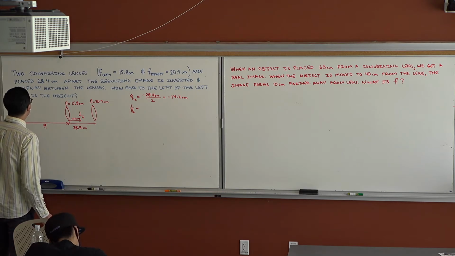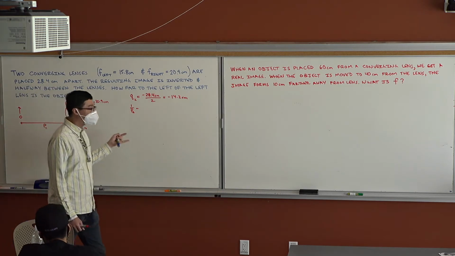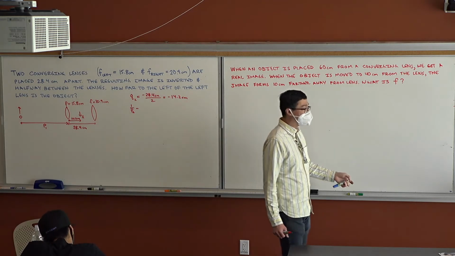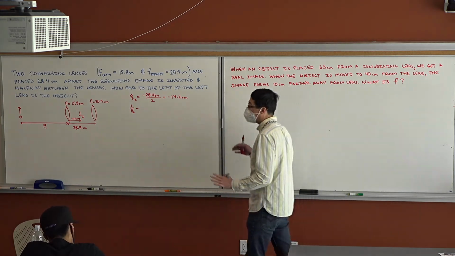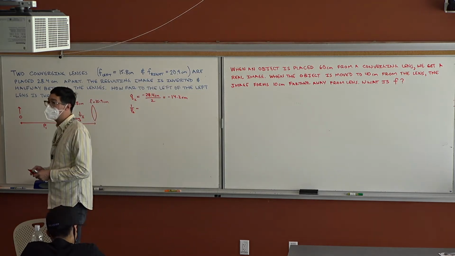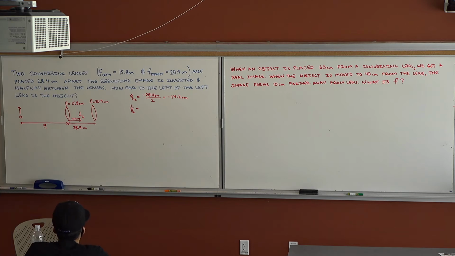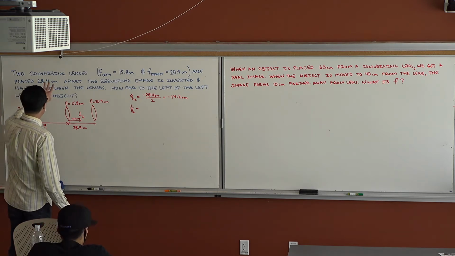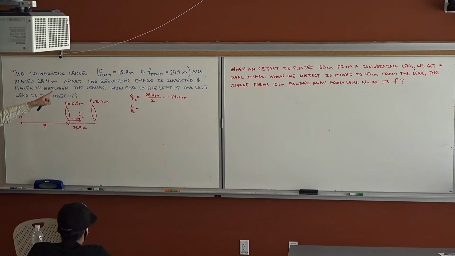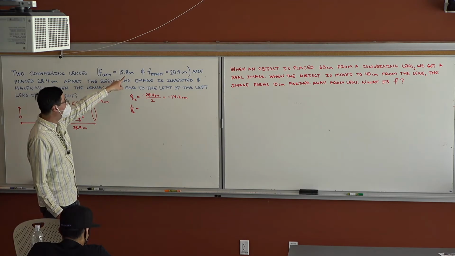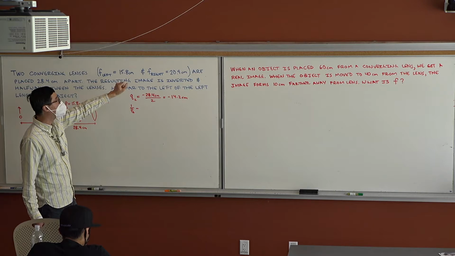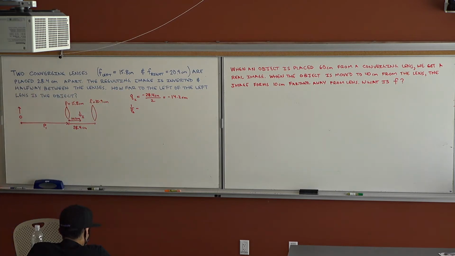Let's see. So I thought that I would do a couple problems involving lenses and a couple of problems involving correcting vision. And so our first problem is we are told we have two converging lenses. The one on the left has a focal length of 15.8 centimeters. The one on the right has a focal length of 20.9 centimeters. And we're also told that they're placed 28.4 centimeters away from one another.